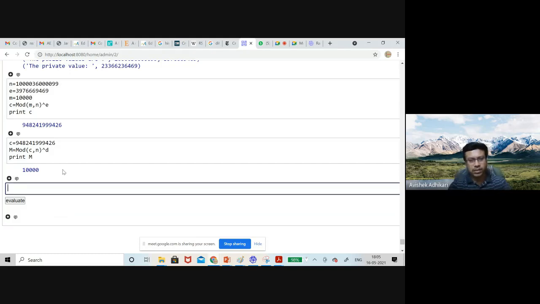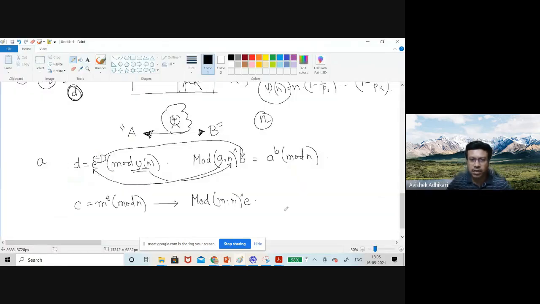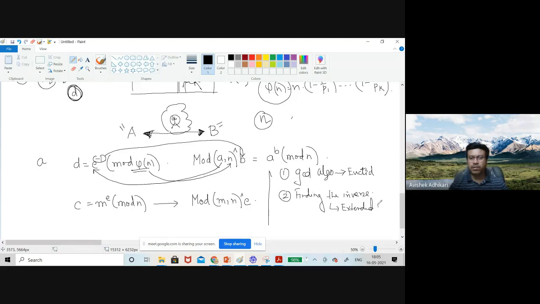So the question is, how do I do it in a more efficient way? Three functions are important here. One is the GCD algorithm, which will be done by the Euclid algorithm. Then finding the inverse, and that will be the extended Euclid algorithm. And the third one is a to the power b modulo n, and that will be done by the square and multiply method. They are all polynomial time, and they are very efficient to do. That's why even a small computer can do this. So in this course we'll talk about all those things in detail.